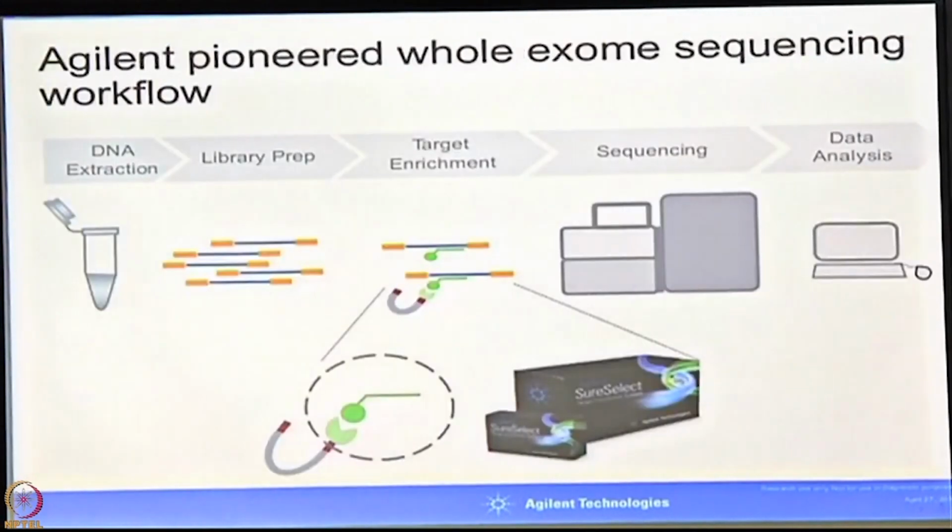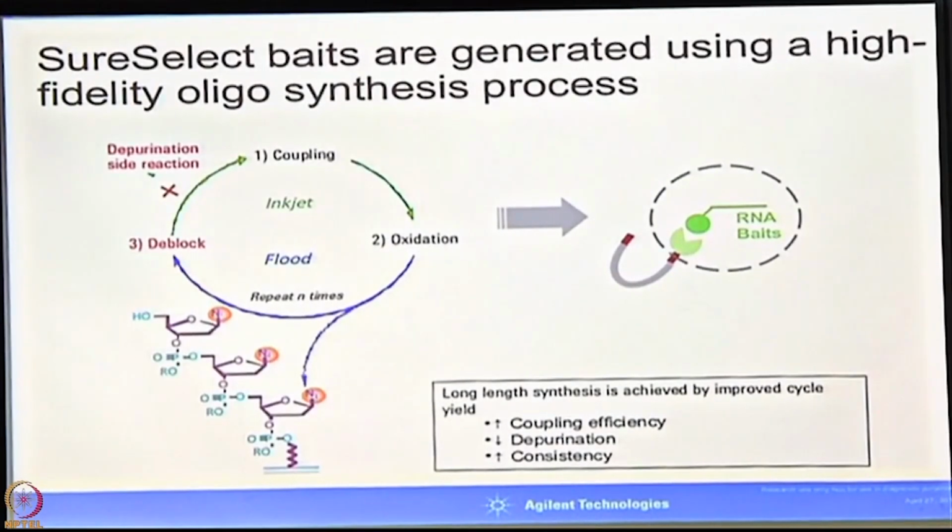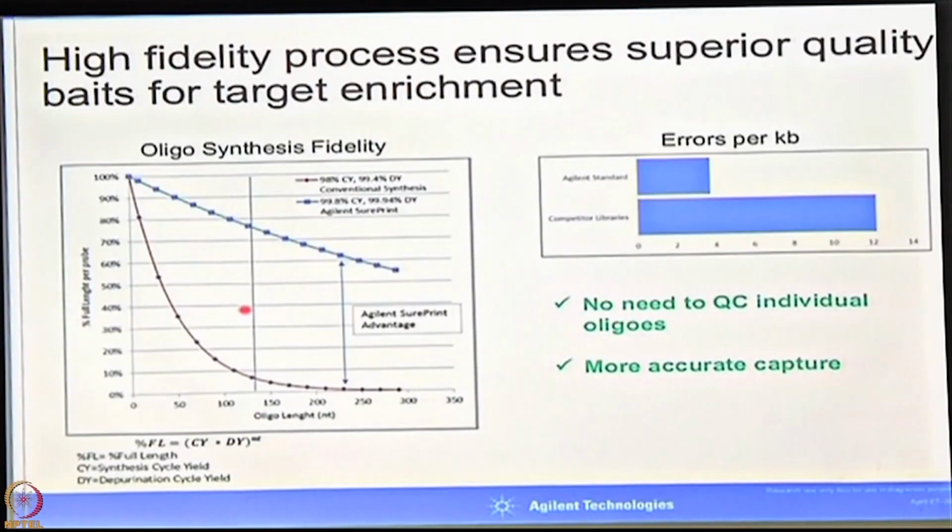The challenges are always there, but I would talk about why Agilent's exome panel is better. We make RNA baits, which are oligo baits, and because we make RNA baits, they have better RNA-DNA hybridization. These are high-fidelity bases, which we make by inkjet technology. We make these baits as oligos. So this is our high-fidelity base.